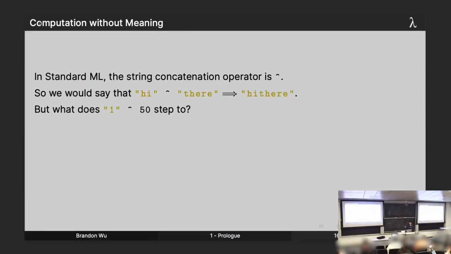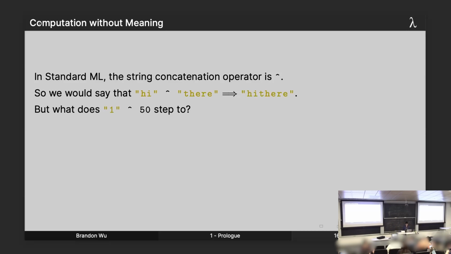But what does this expression reduce to? String 1 concatenated with number 50. What do you think? What should this reduce to? 150? That's an interesting one. Okay. Any other guesses? Yeah, okay, that's one. Raises an exception. Okay, all good guesses.